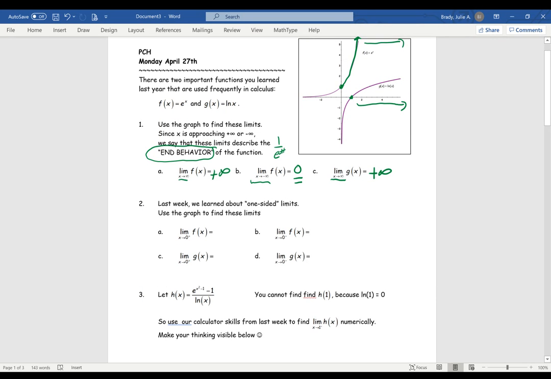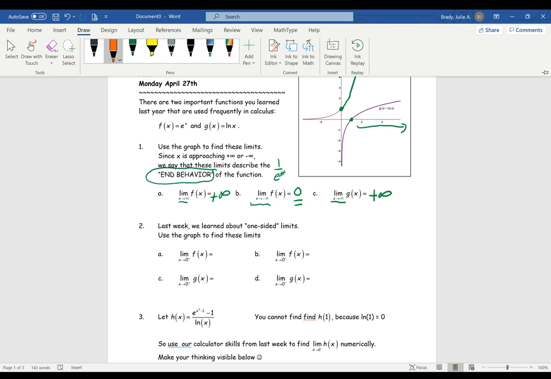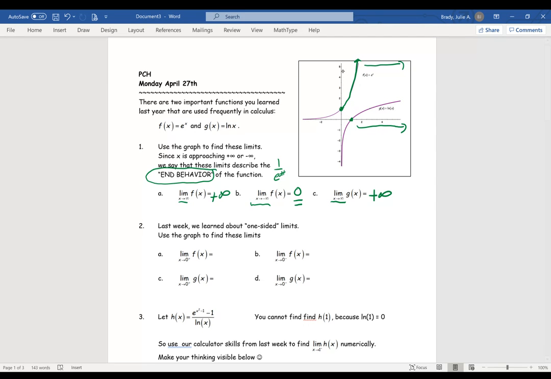Okay, then we talked about one-sided limits. So let me get a different pen. Okay, and now we're going to look at approaching 0, either from the right or from the left. Okay, now if we look at f from the left, you would think you would get 1. And you would think you'd get the same number if you came from this side. And remember, that means that the limit as x approaches 0 of f of x is 1.